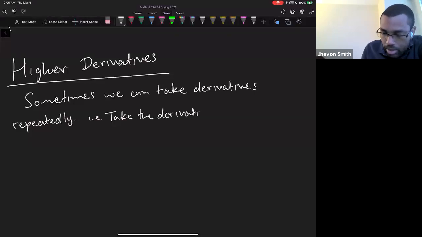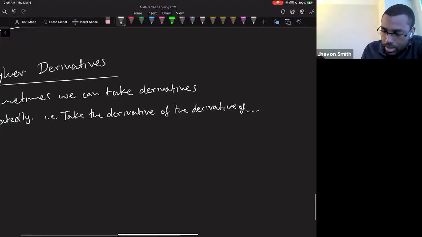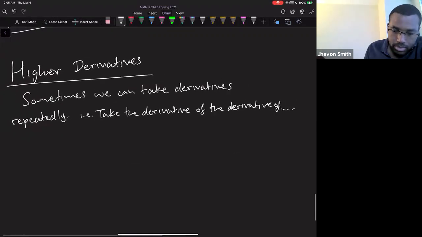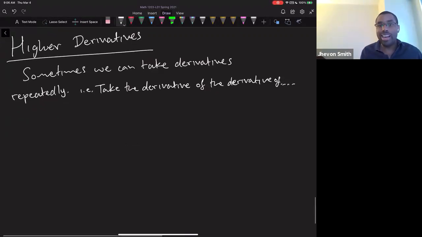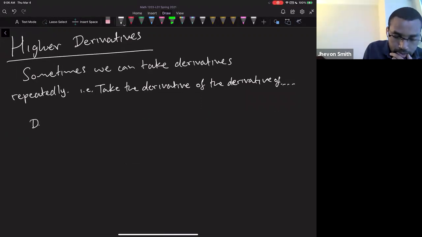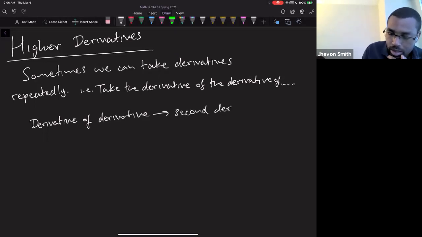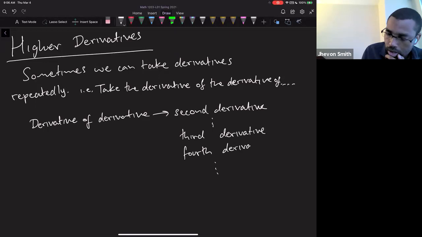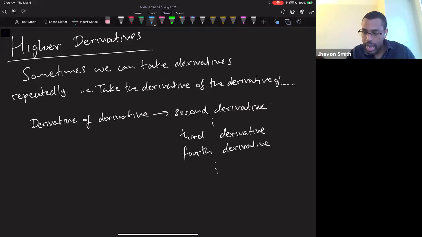I.e., you can take the derivative of the derivative of the derivative, dot dot dot. These derivatives are called higher derivatives, right? So derivative of derivative. This is called the second derivative. And then, of course, you can get the third, you can get the fourth. These guys are called the higher derivatives.